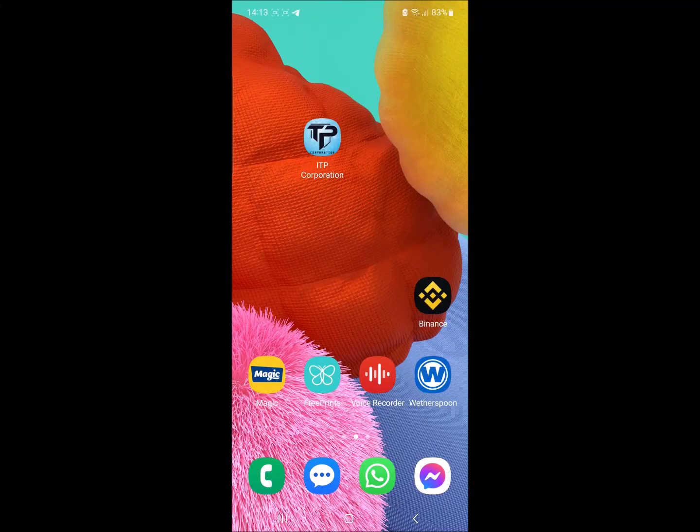Hello. In this video, I wanted to talk to you about the ITP Corporation quantitative trading app using artificial intelligence to do the trading for you. On the screen, you'll see the app near the top, the blue one with the clear TP on the red background. So basically, you tap on that app to open it up.